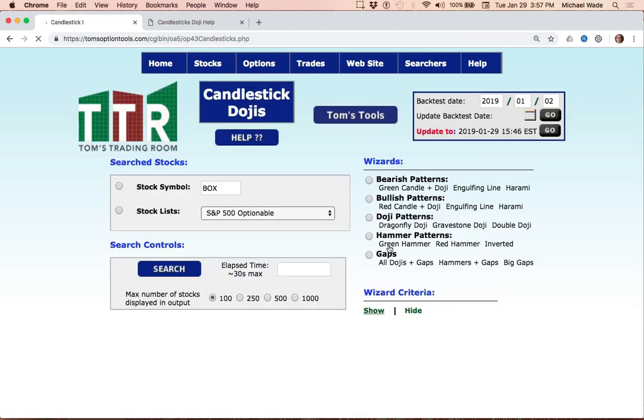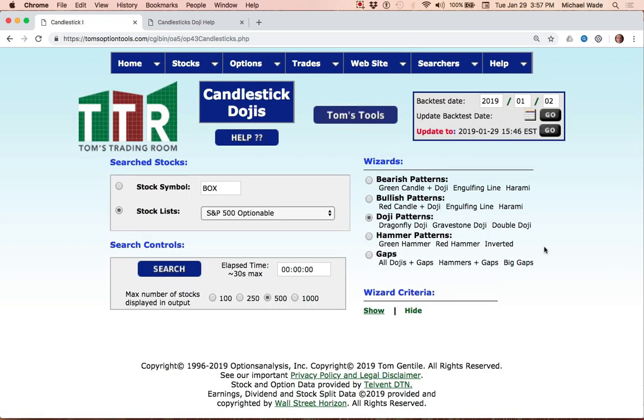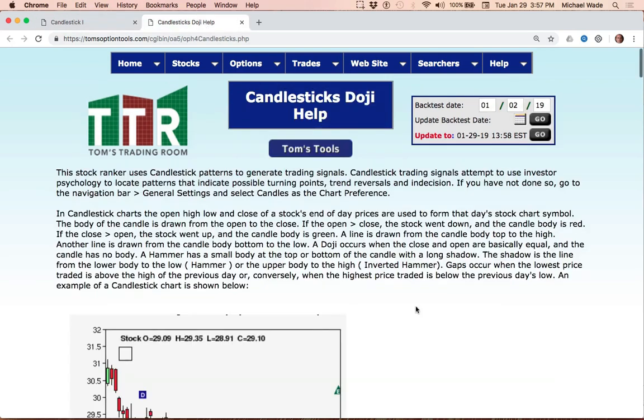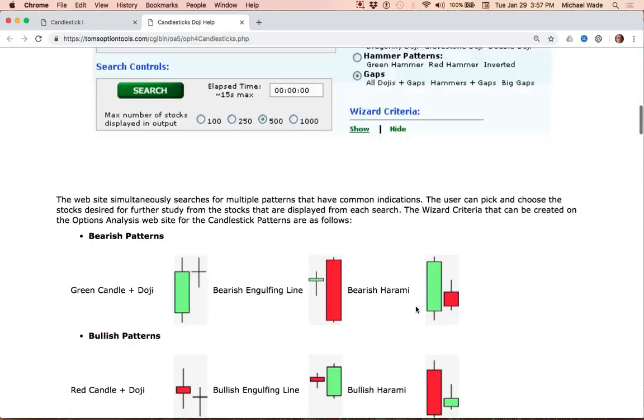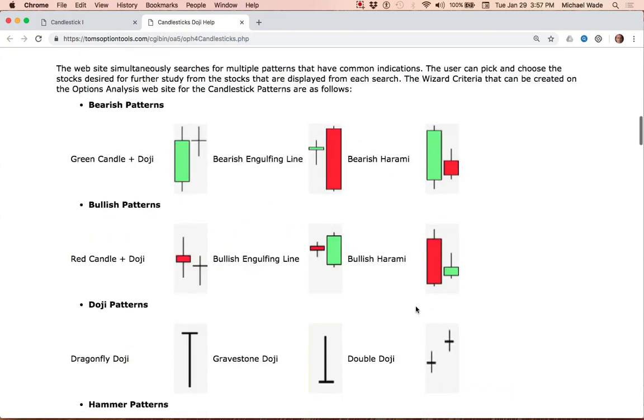All right, now there's a lot here. The doji patterns may be mixed with other Japanese candlestick patterns. If you want, click the help button and pop into the help, and you'll notice there's really a lot of education about the doji patterns. You've got bearish patterns, including the green candle along with doji.